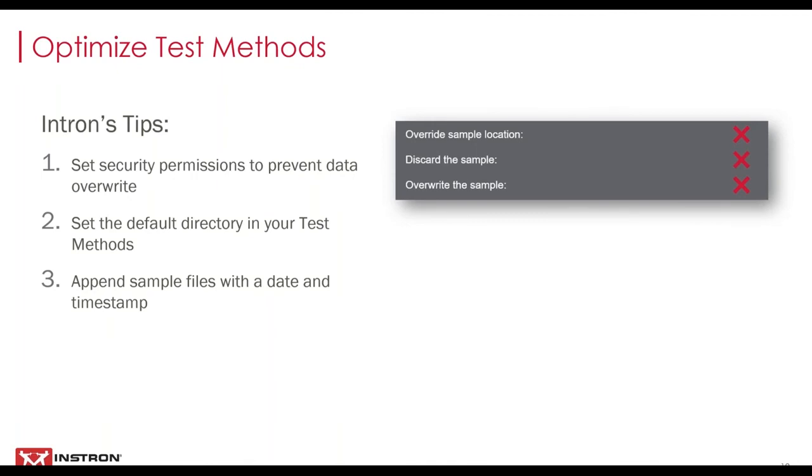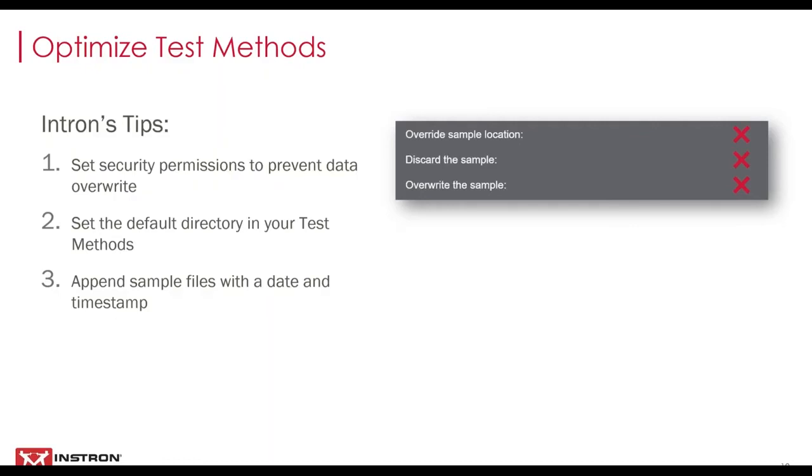So override sample location: this permission allows a user to browse to a different folder when using save as to save a sample file into a different folder. A user not authorized for this task can save this sample under a different name using save as, but the user cannot browse to a different folder, which is really important. And we'll get into that when we go to tip number 2. If users will be prevented from changing the sample location, it is important that the method specifies the default folder.